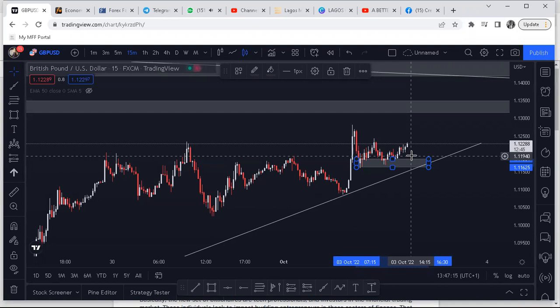TradingView stopped collecting my card. That's why it logged me out of my paid TradingView, and I think I'm okay with this free stuff. If you know how to use it, you will not complain.